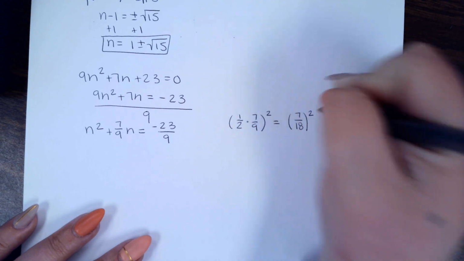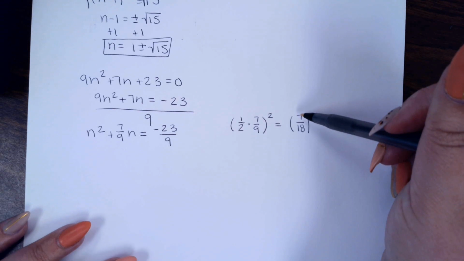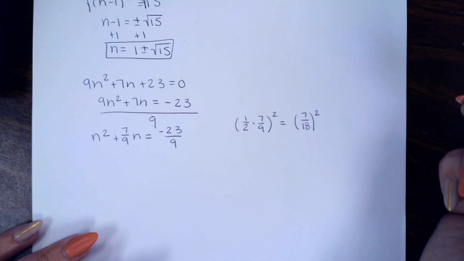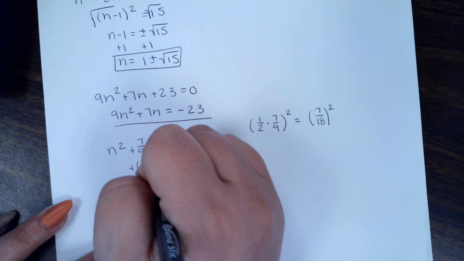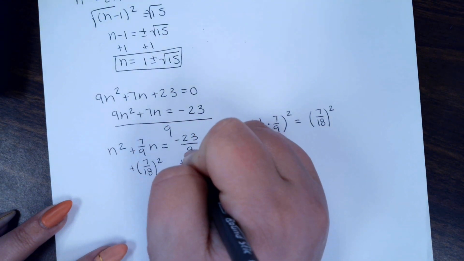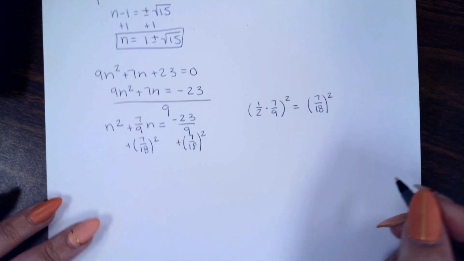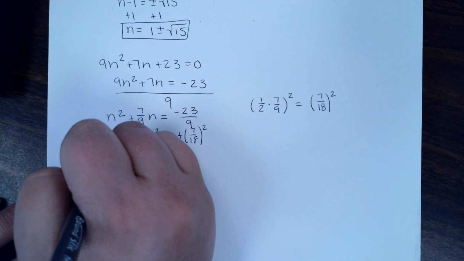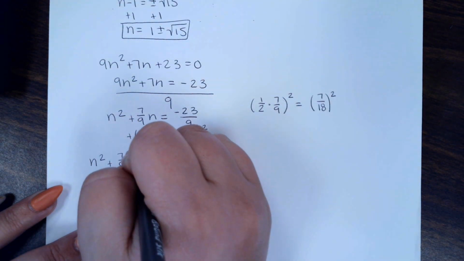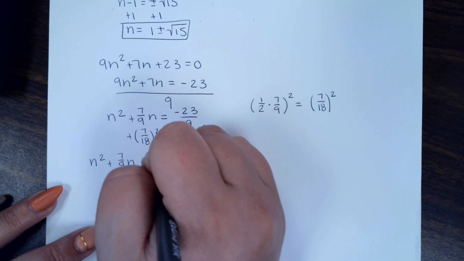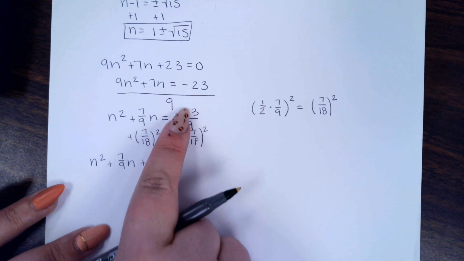7/18 squared. Let's just leave it like this because we know when we factor it, this will be our number. So we're going to add 7/18 squared to both sides. So on the left side, we're just going to rewrite it. N squared plus 7/9 n plus 7/18 squared equals, now on this side, we're just going to add.